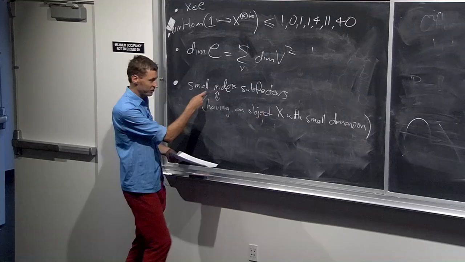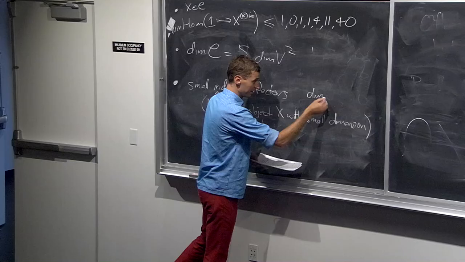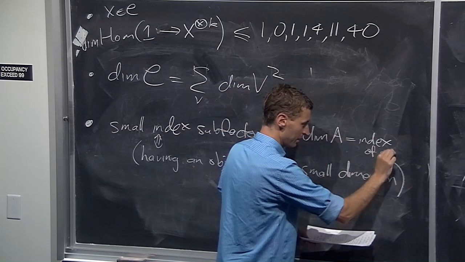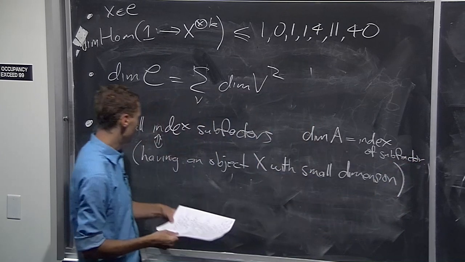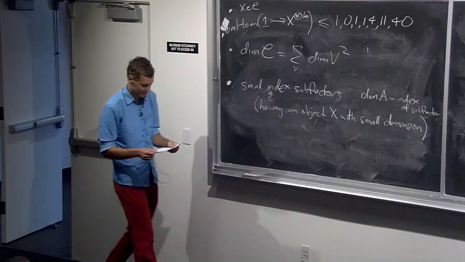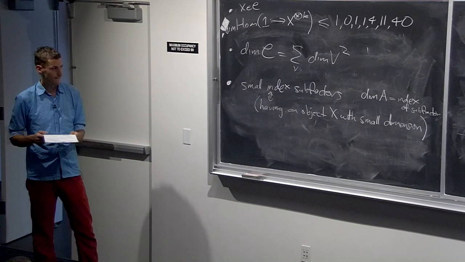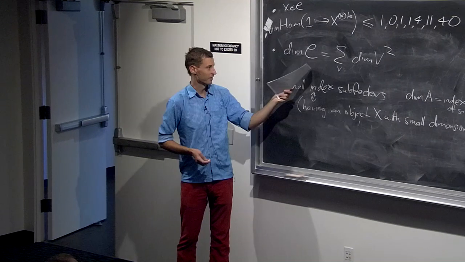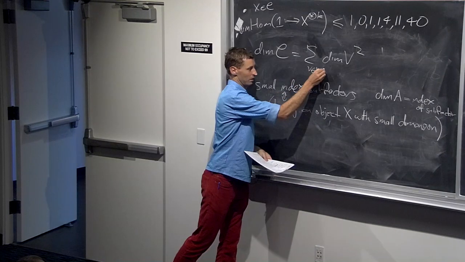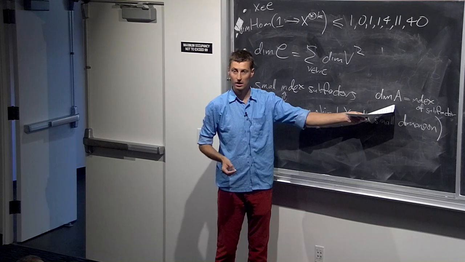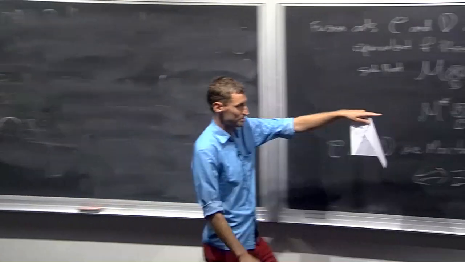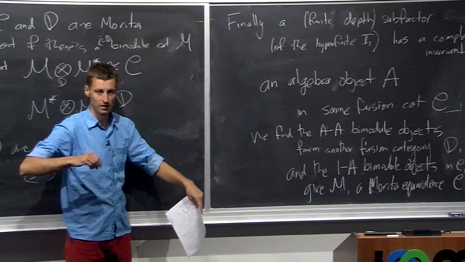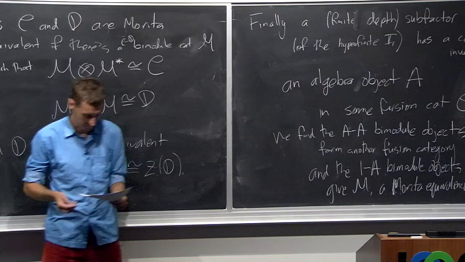The connection here is that the dimension of this algebra object is what's called the index of the subfactor. So the index is related to the quantum dimension of that algebra object we were talking about. This is the global dimension of the category, and this is the irreducible objects. A over here was the algebra object in the fusion category, and the dimension is just the trace of the identity on that object, so it's the sum of the dimensions of the simple objects sitting inside it.